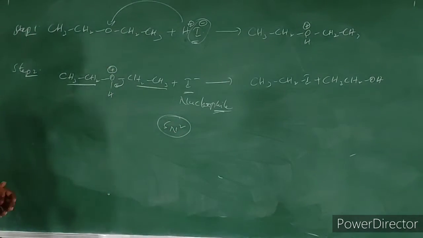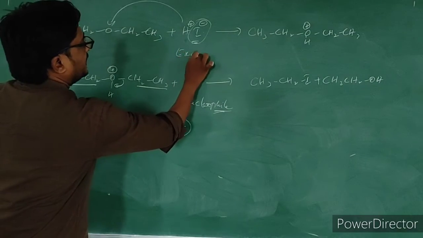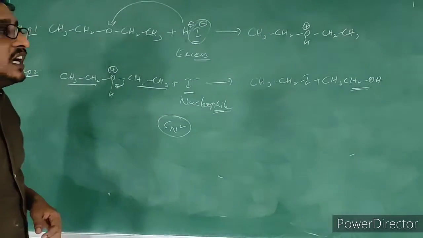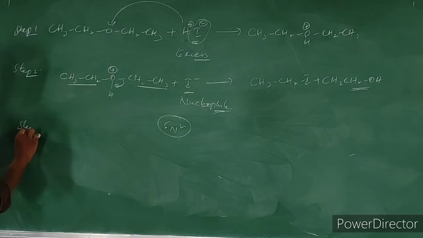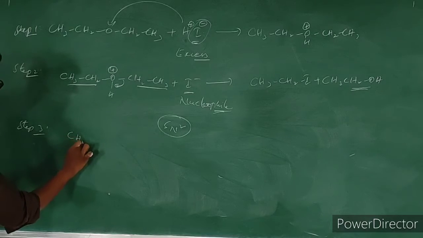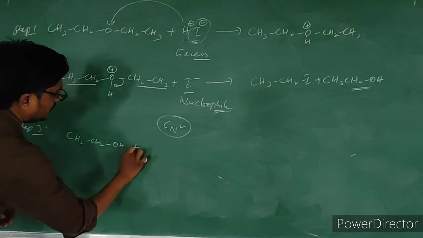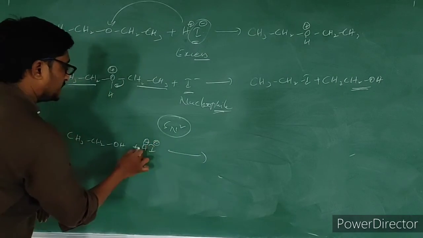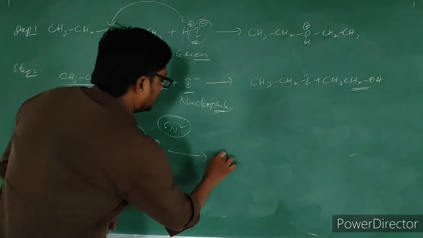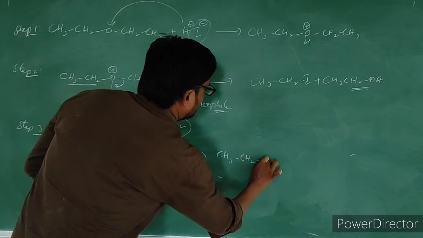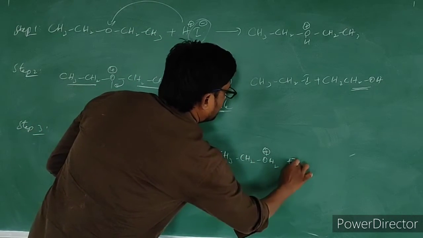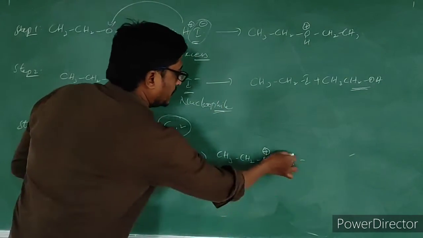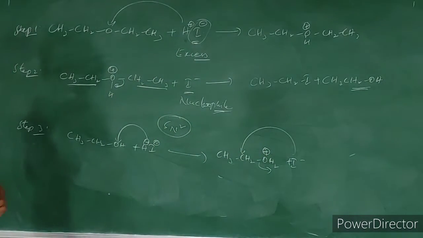Now when we are using an excess amount of hydrogen iodide, the ethanol which got produced here will further react with hydrogen iodide. See step 3. This will further react with hydrogen iodide, H plus and I minus. H plus will come and attack this, which results in the formation of CH3CH2OH2 plus and I minus. Later this OH2 plus will come out as H2O, and this I minus will come and attack this carbon.